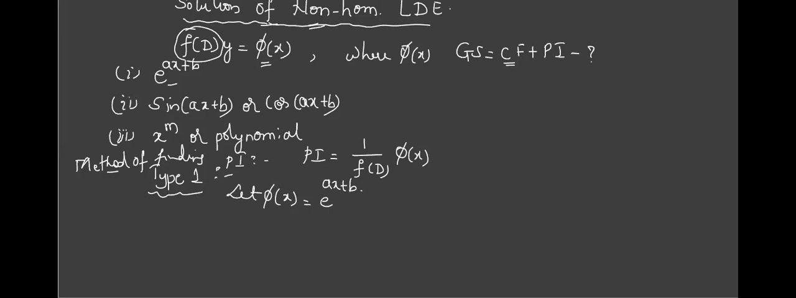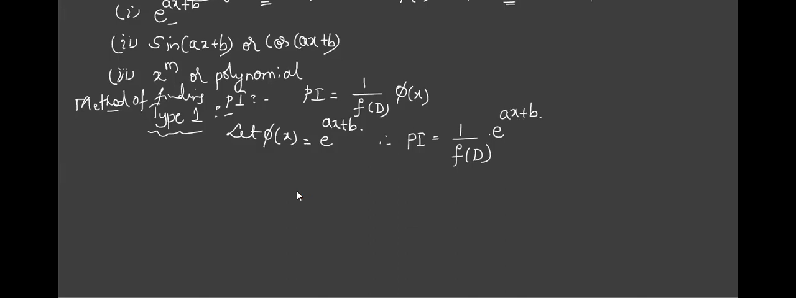Now what you have to do, see. So phi of x is this. Therefore, what will be the particular integral? Its format is 1 upon f of D into phi of x, correct? And what is my phi of x in the first case? So what should I write in place of phi of x? e raised to the power ax plus b. Yes, e raised to ax plus b.